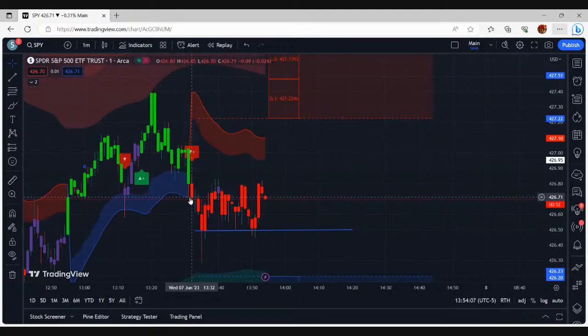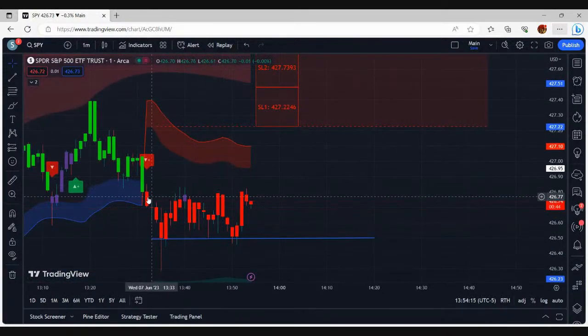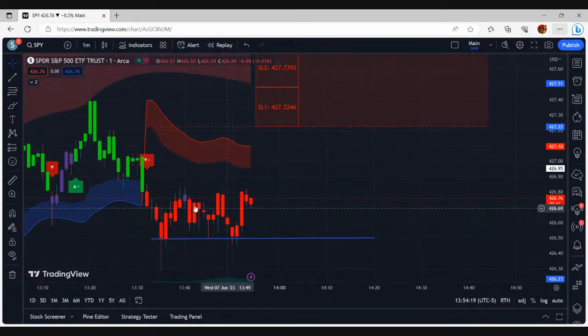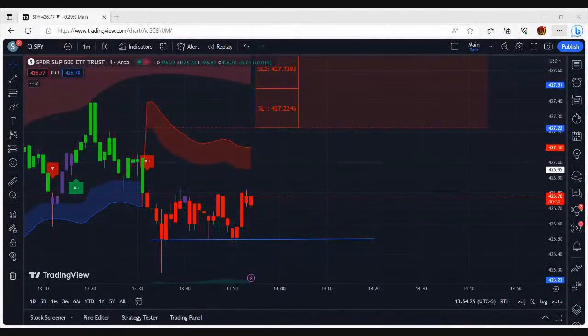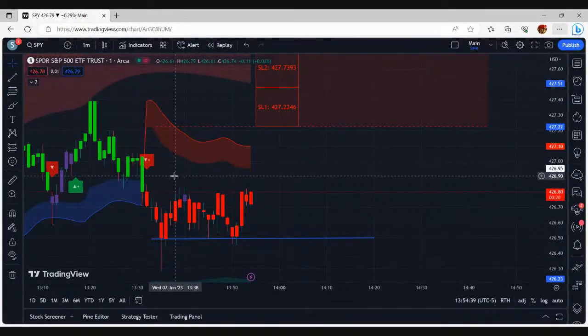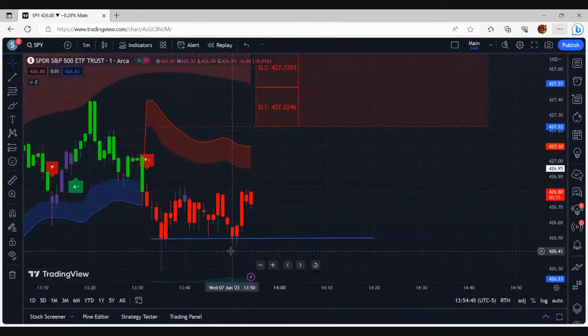But it is worth bearing in mind this would be another opportunity for a short, right? Because we're back to the original signal price. But this sideways chop is just kind of freaking me out a bit. We're in this kind of channel here, so looks like it's breaking this channel at the moment.